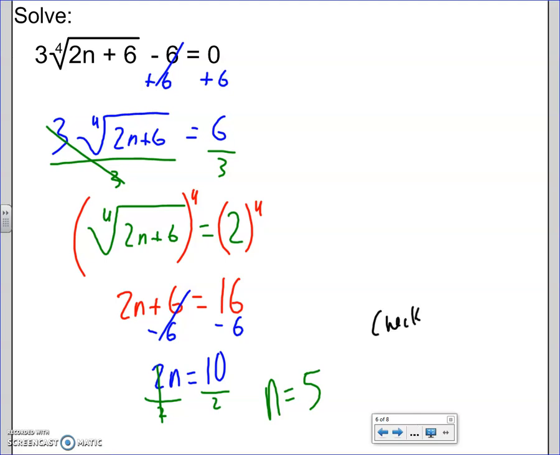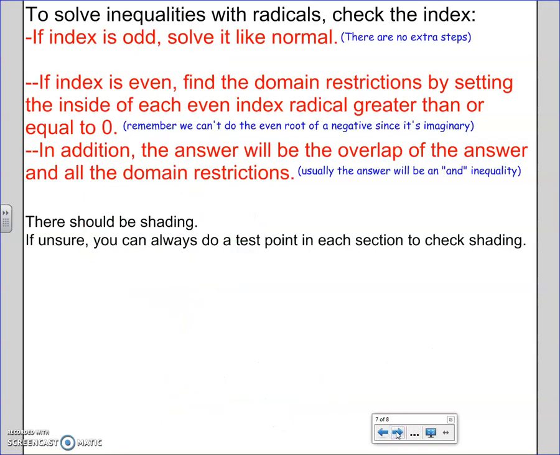Check, and it will be true. So that is the answer. We're good. Just save time. All right, last type. Inequalities.